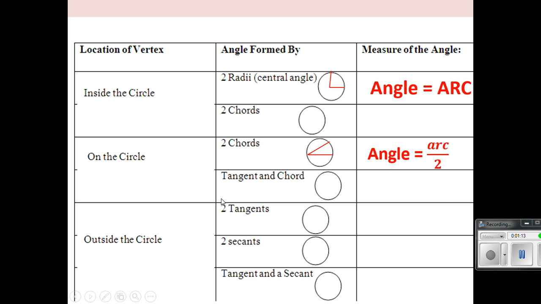If you get that chart out, you will see that if you have a tangent and a chord, and you have an angle formed on the circle, with the vertex on the circle, then it will still be the arc divided by 2. This angle right here would be this arc divided by 2. If I was looking at the other angle over here, it would be half of this arc. No matter which side you have, it would be half of the arc.